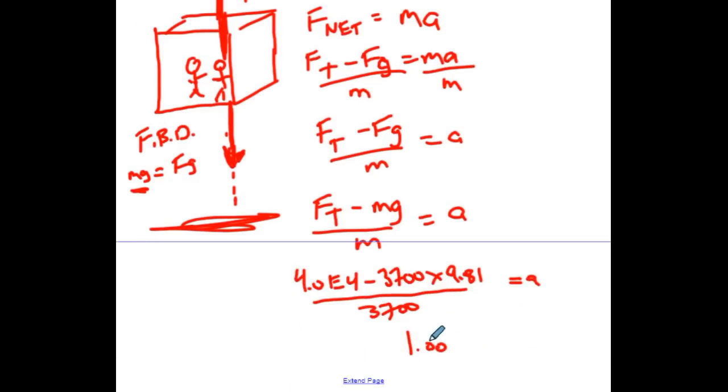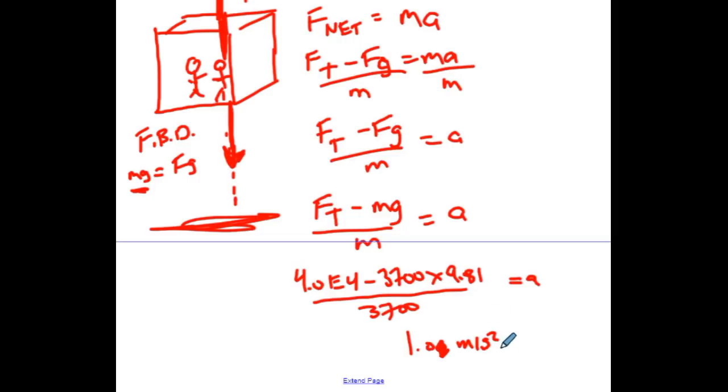Yeah, actually only one sig dig. 1.0, we'll get rid of that one. Meters per second squared. I just want to double check the math there, just make sure I didn't make a mistake. 3,700 times 9.81. Yeah, and then we're taking 40,000 and subtracting that number, and then dividing by 3,700. Yeah, it's basically one right on the dot.